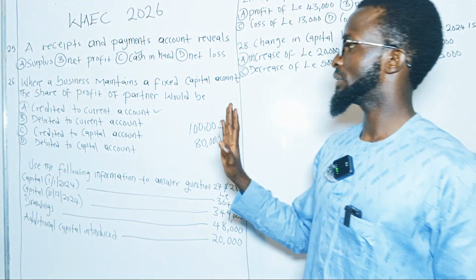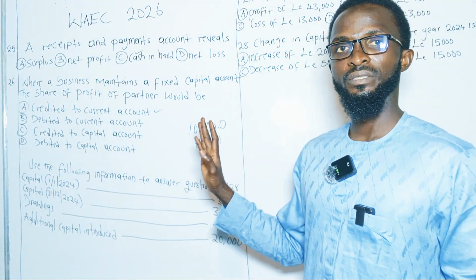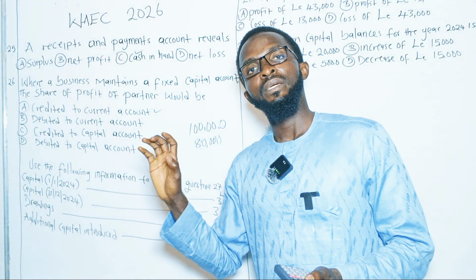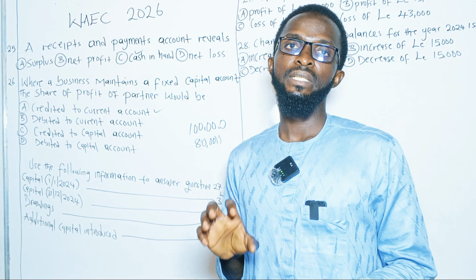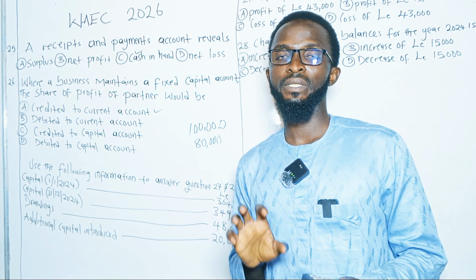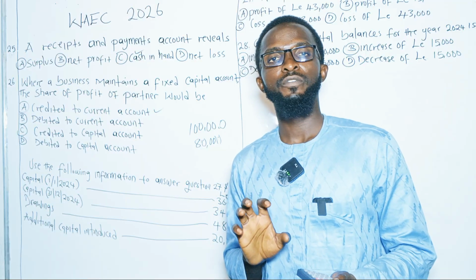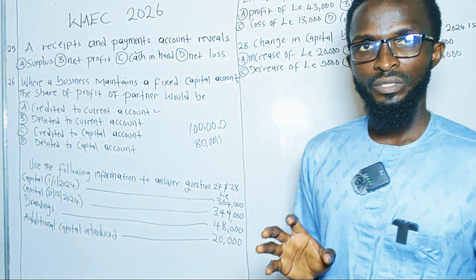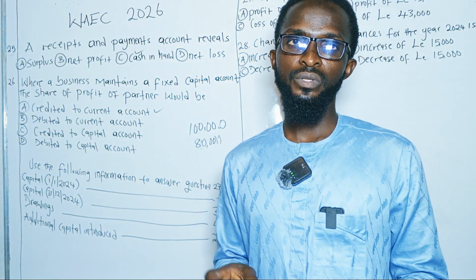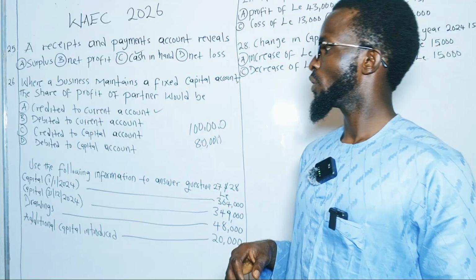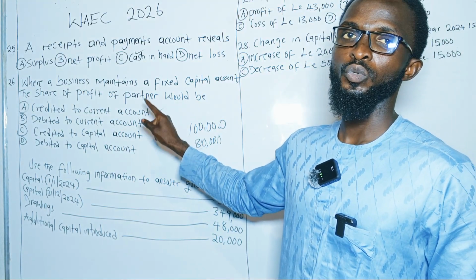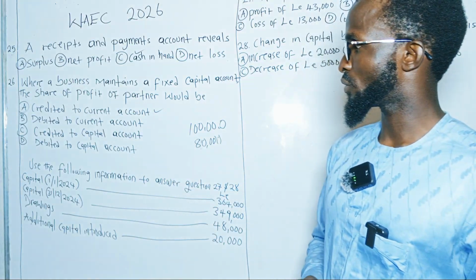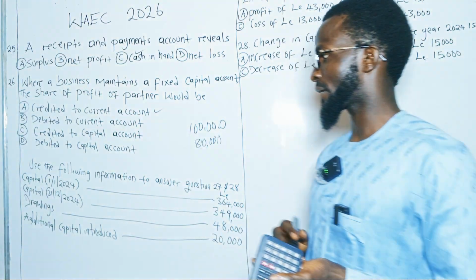In a nutshell, it just tells us that in a situation whereby the partnership maintains a fixed capital account, the balance of capital account is not expected to change. So therefore, it should remain the way it is. But the interest on capital, interest on drawings, and other incomes will go to current account. We also go to the credit side of current account. That is what the question is on. So therefore, the answer is credited to current account.